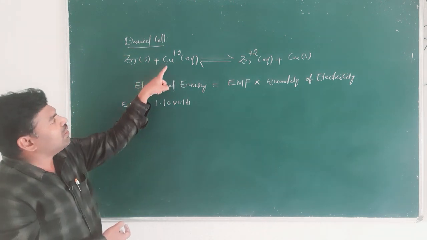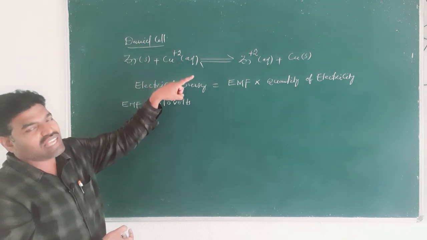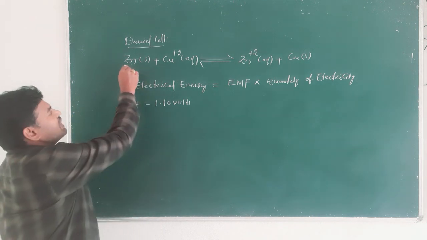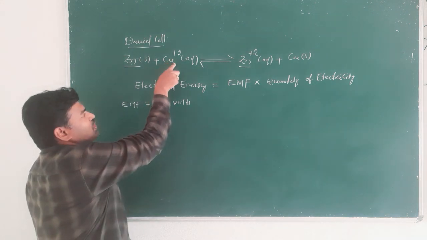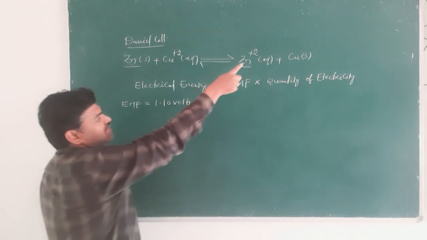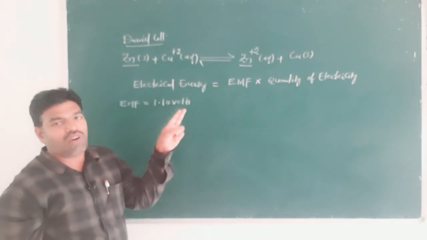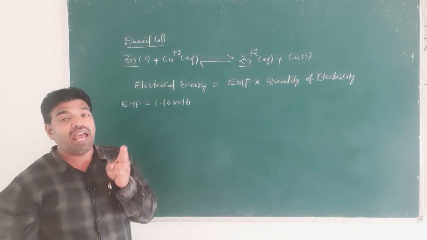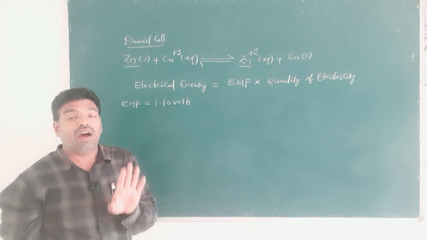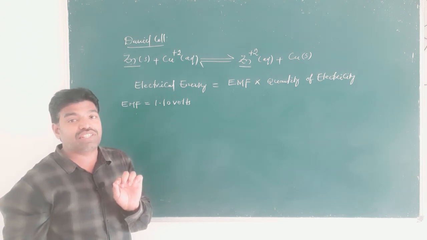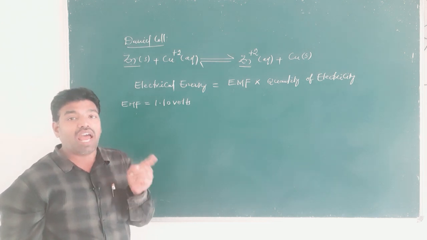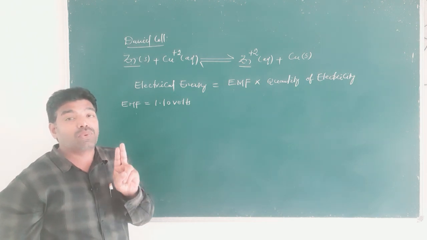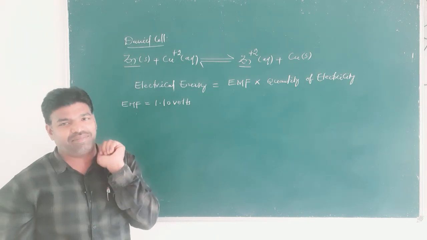In this cell reaction, there is liberation as well as taking up of two electrons. Zinc on oxidation liberates two electrons, and Cu2+, by taking up the two electrons, deposits as copper. That is, 2 gram equivalents of zinc is dissolved, or 2 gram equivalents of copper is deposited.